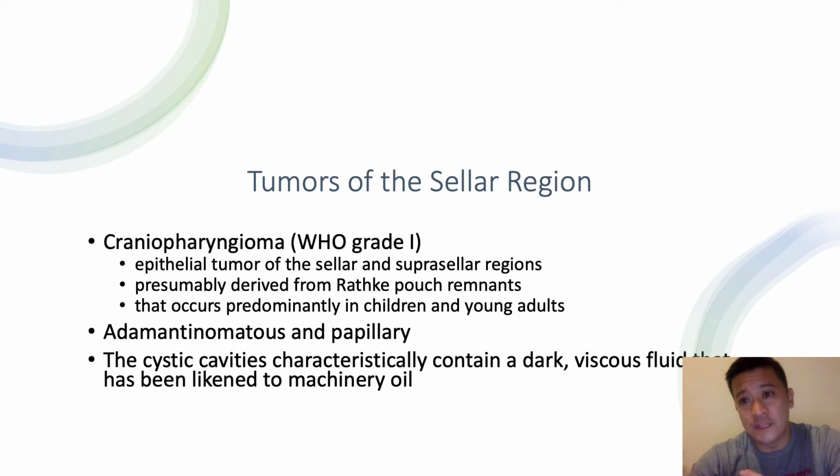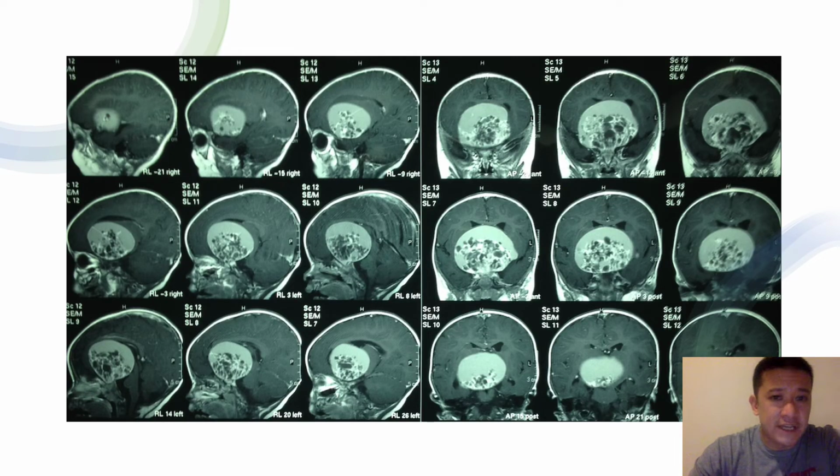When you open these tumors up, you will see dark viscous fluid, as I think I have in my next slide, an example of a patient we operated on before. How old was he? I think he was a 5-year-old that we diagnosed to have a craniopharyngioma. We tried to excise the entire thing, but I think we only got 70% of the brain tumor. This was during my residency training in UST.